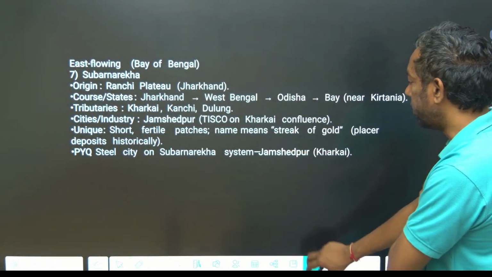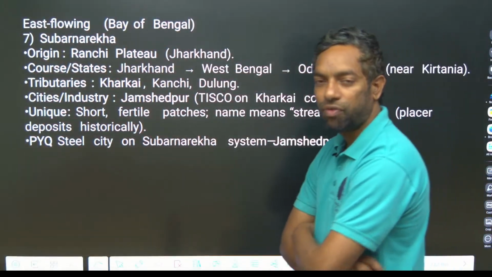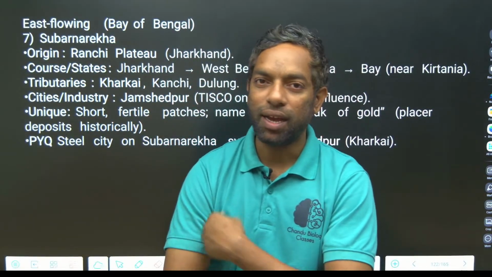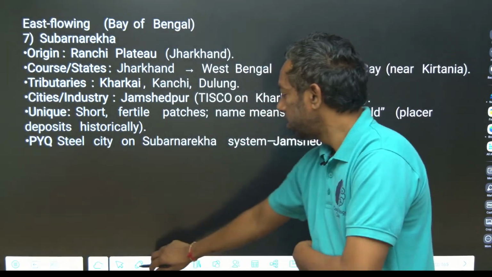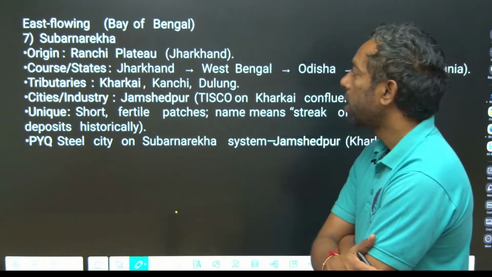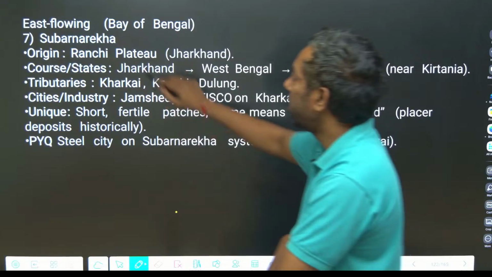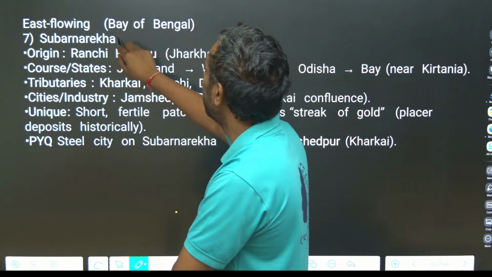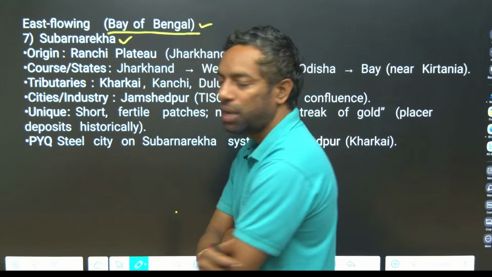East flowing rivers. Now we are going to discuss east flowing rivers. West flowing rivers carry forward into the Arabian Sea. East flowing rivers carry into the Bay of Bengal. First one, Subarna Rekha, first one is Subarna Rekha, Bay of Bengal.